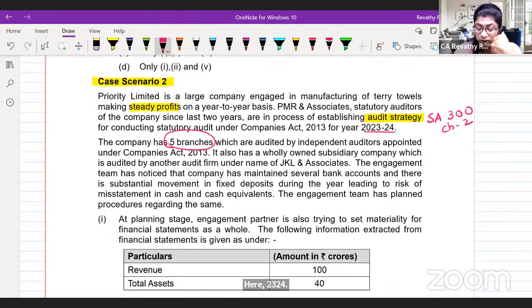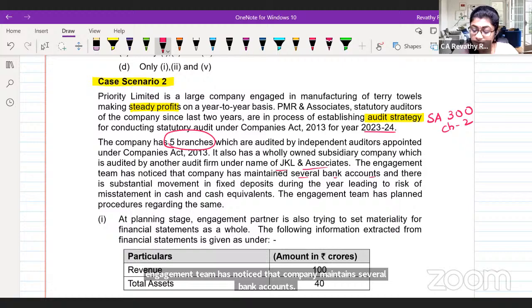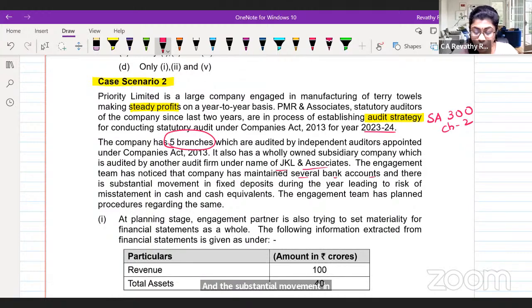Now, the company has 5 branches, which is audited by independent auditors appointed under Companies Act. Branch audit. Okay, now you will think about SA 600, principal auditor, branch auditor. It's not joint audit, branch audit only. So it is SA 600. It is a wholly owned subsidiary company which is audited by another firm, JKL Associates. The engagement team has noticed that the company maintains several bank accounts and a substantial movement in fixed deposit during the year, leading to ROMM in cash and bank risk. The engagement team has planned procedures for the same.